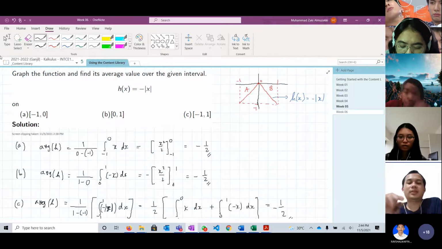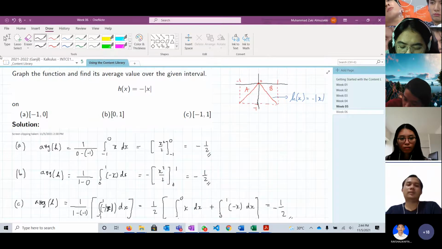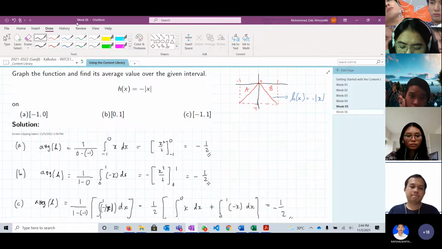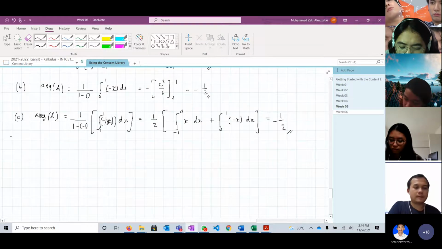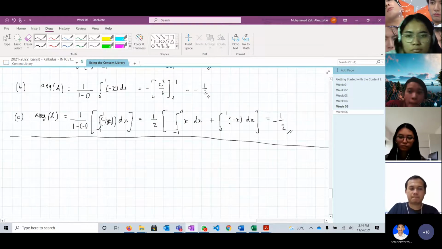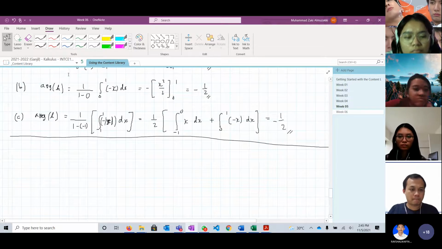Okay, I got it. You see here that we have interval from -1 to 0, also from 0 to 1. Of course, we also have interval from -1 to 1. Oh, so sir cuma bikin dari -1 to 1 ya? Yeah. Oke, thank you sir. Any other question? No.